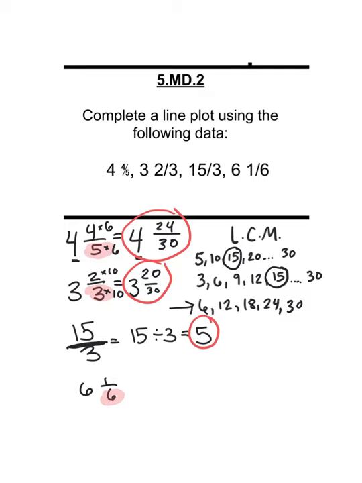Okay. Last, I'm going to convert 6 1/6 to 6 and some number out of 30. So to do that, I need to multiply the denominator times 5 and also the numerator times 5. That gives me 6 5/30.